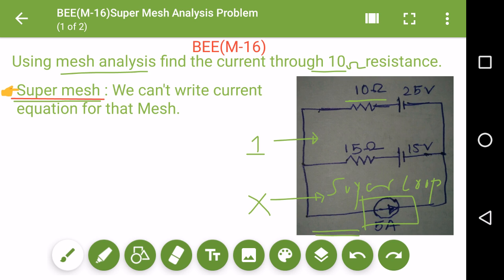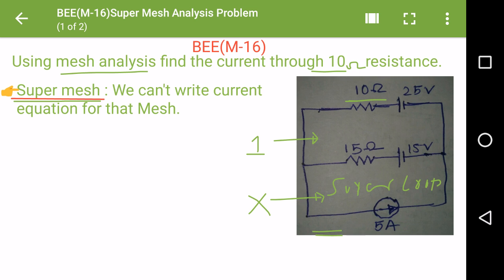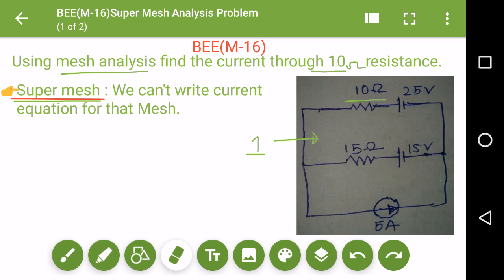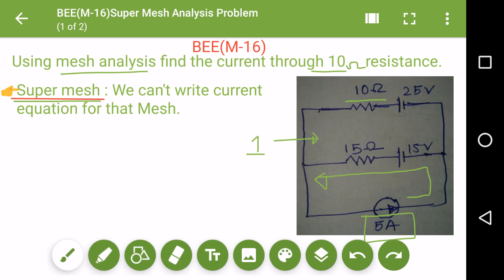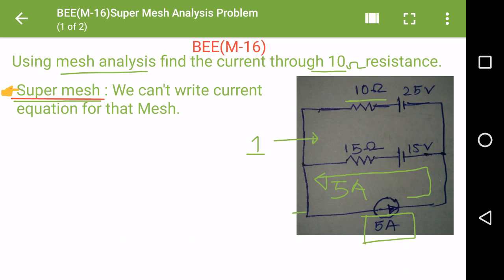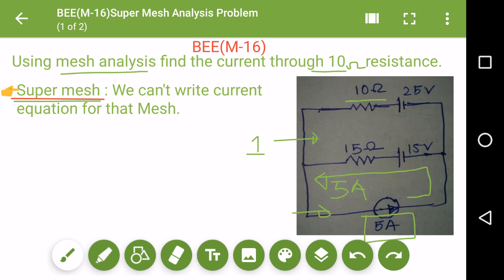We cannot write an equation for this mesh, but we cannot ignore the current over here, that is 5 ampere. So we have to consider this 5 ampere current in its given direction. This 5 ampere current is flowing in this direction. So we consider the current, but we cannot write the loop equation for this mesh. Let's write the loop equation for our first mesh. We first need to assign the direction of current. I assume the direction of current is this way, so this is my I.